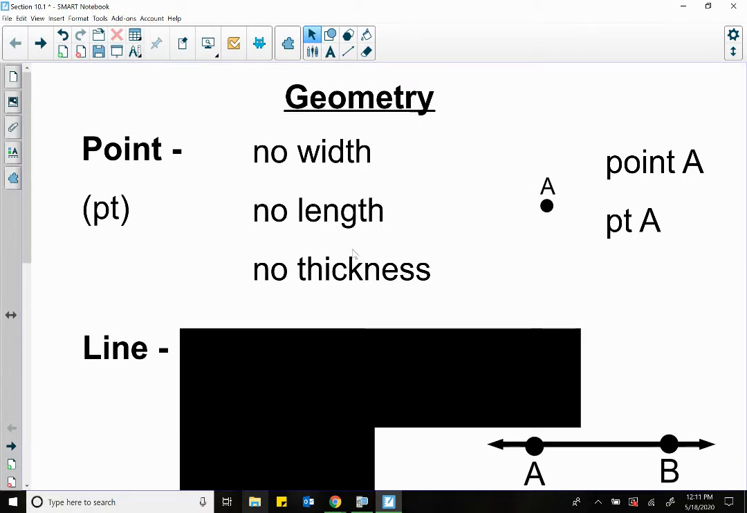All right? But in geometry, because we kind of got to be able to see them a little bit, we label them with a dot. And it's a capital letter.